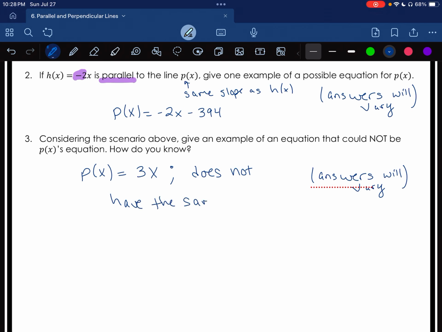All right, there you have it, guys. Parallel, perpendicular, and plain intersecting lines.